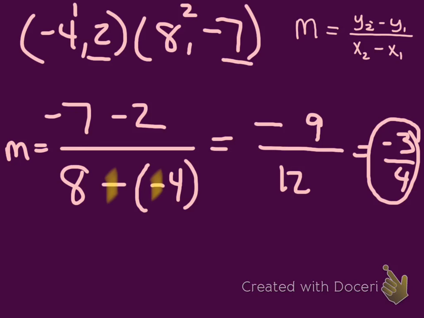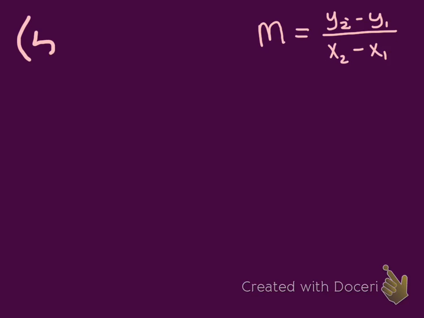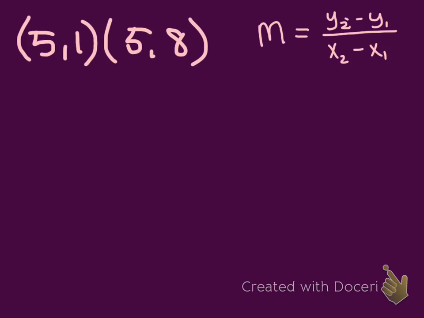Let's do one more. We're going to get our formula over here like we've been doing. And we have an ordered pair of (5, 1) and (5, 8). Okay. So, which one do you want to be 1 and which one do you want to be 2? We can just do 1 and 2. Okay.